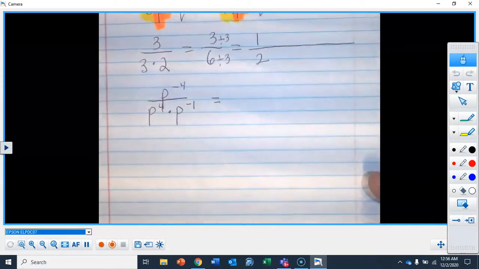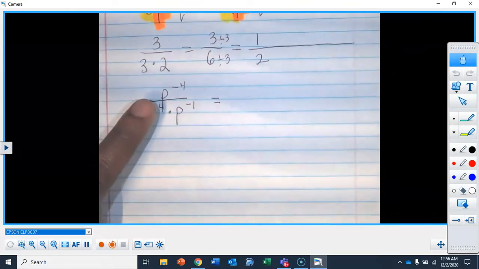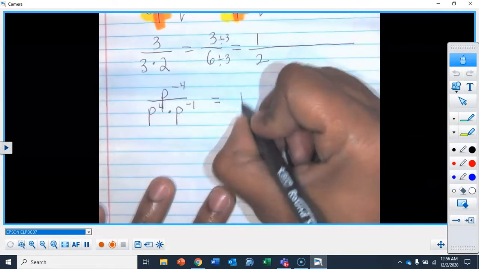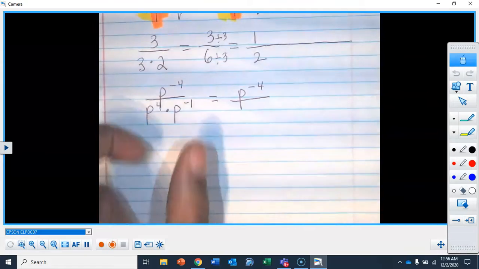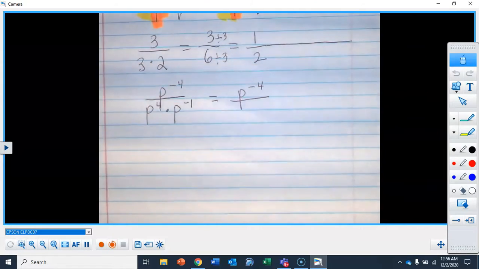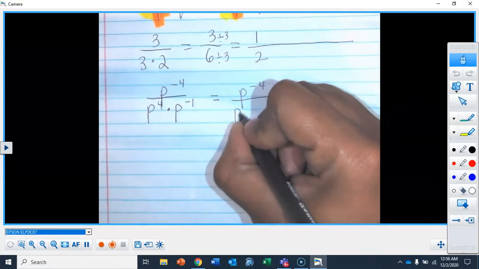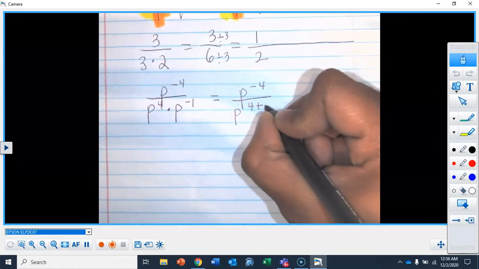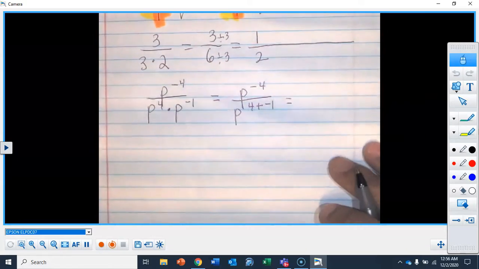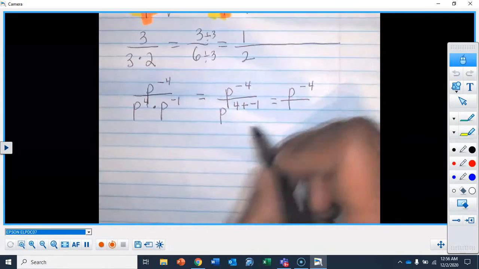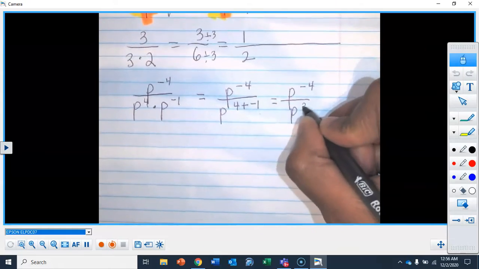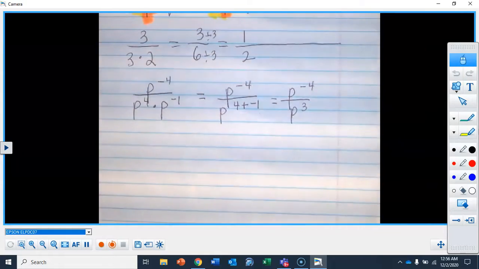So I'm going to leave that p to the negative 4 alone because nobody is up there with him. So just transfer him over. Don't move him yet. But on the bottom, in the denominator, I'm going to apply the product of powers. So I got to do p to the 4 plus negative 1. So leave that p to the negative 4, and then on the bottom is p to the third. Okay? So again, I'm showing this two ways.